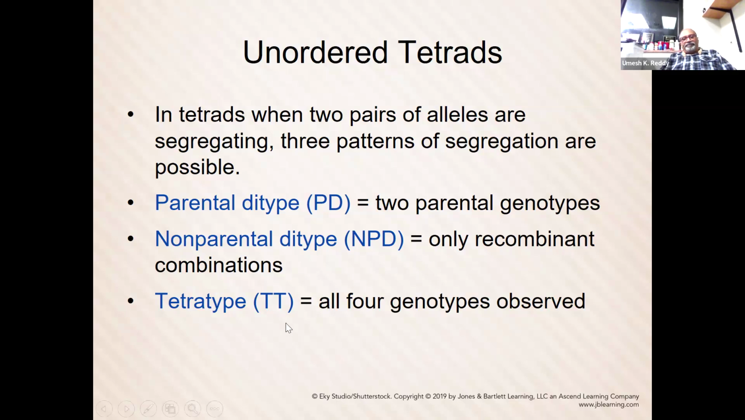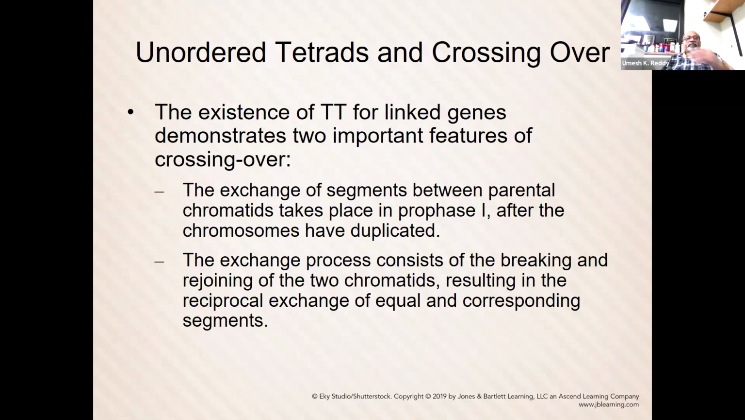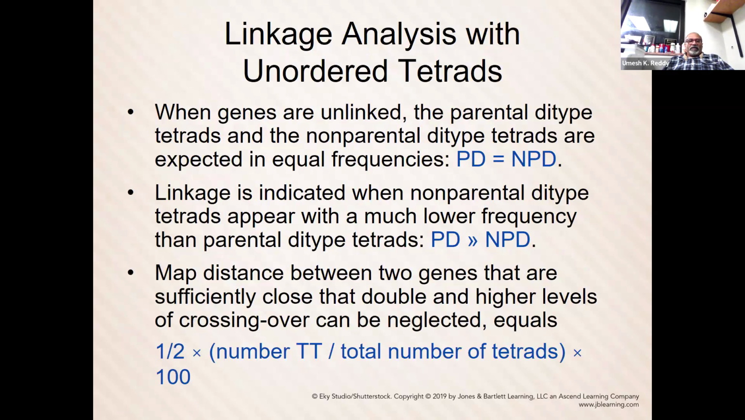Whereas tetratype or tetrads, you can call tetrads or tetratypes. You can observe all four genotypes. That is parent one kind, parent two kind, and then recombinants. So the existence of TT, that means there is linkage. They are located on the same chromosome. The number of TT divided by total number of tetrads.